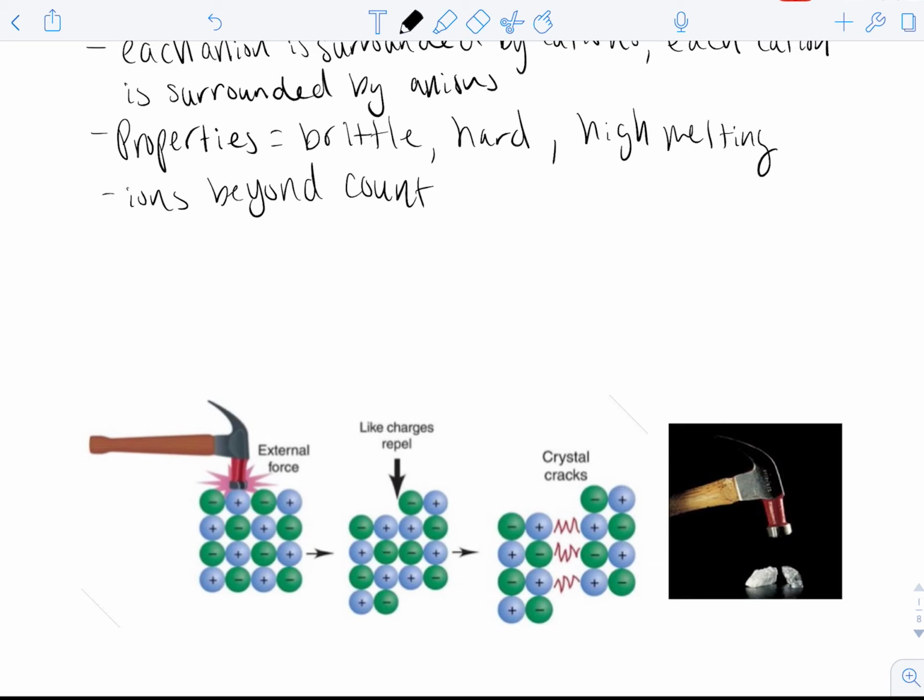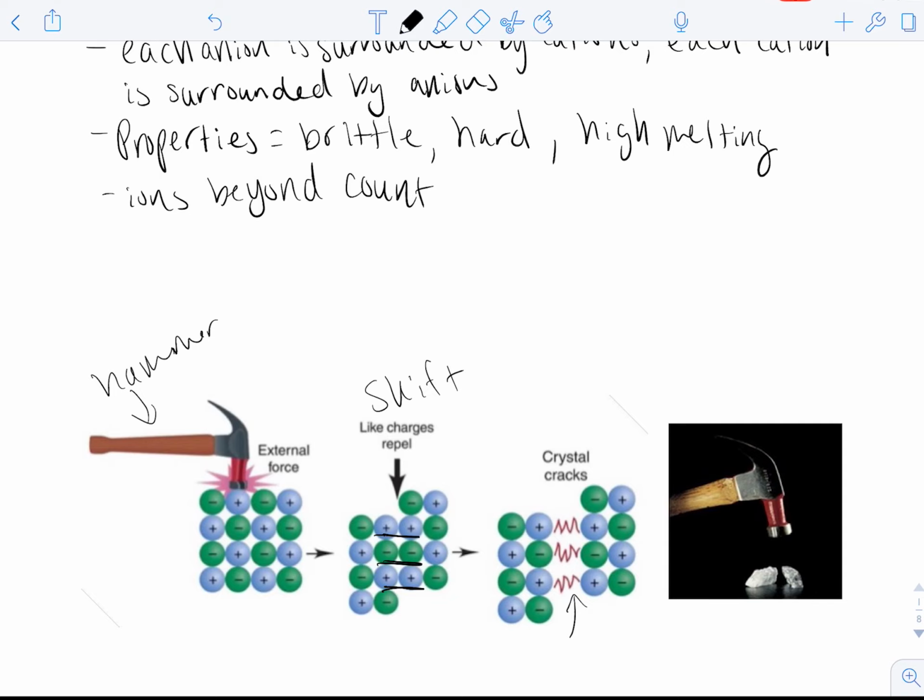Let's say we apply an external force. So in this case, a hammer. So like what we do with a metal. But why does it not behave like metal? So we apply external force, and what happens is we get a shifting of our cations and anions, and instead of having attraction going on between all our cations, or cations surrounded by anions surrounded by cations, we form repulsions. Those repulsions cause a crack in the crystal. So that's why we have such brittle substances.